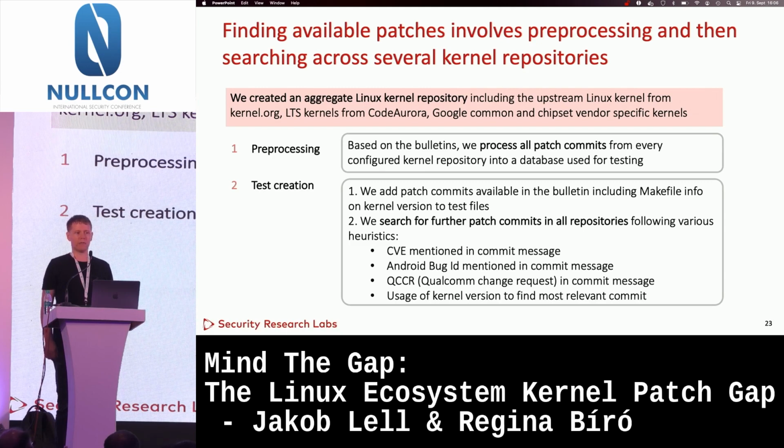Once we have found one commit, we often find a change ID, and if we find a different commit with the same change ID, this pretty much always means that the commit contains the same change set, just for a slightly different kernel version or branch. So we can use that information to collect which commits are for which vulnerabilities, and then we can use these commits for testing if the patch is applied or not.